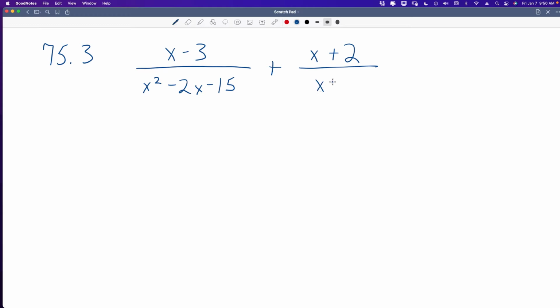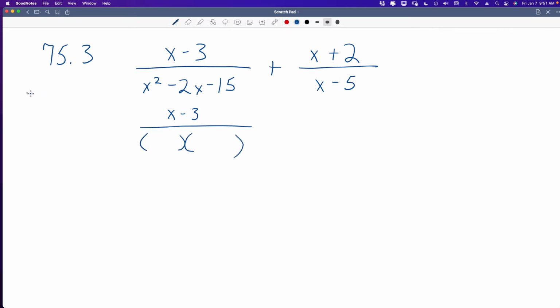So we have x minus 3 over x squared minus 2x minus 15 plus, oh, this one's a little bit harder. This is a little thingy like that. And then x minus 5. Oh, this one's actually in the right format. Well, isn't that nice of them? So let's go ahead and factor. x minus 3.